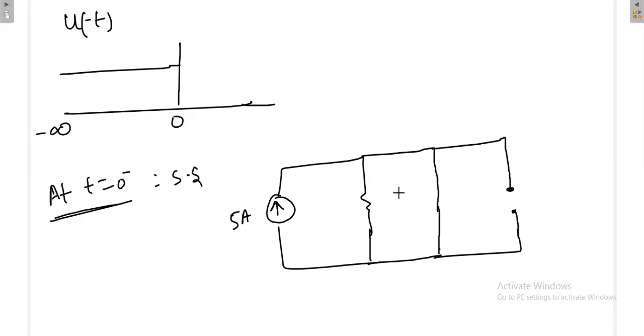It's not the capacitor. The inductor will be having the energy, because the entire 5 ampere current will flow through it, because it is short, and the capacitor voltage is 0 volt only. Then the energy across the capacitor at t is equal to 0 minus is 0 only. So only the inductor will have the initial energy. In the previous case the capacitor had the initial energy, but in this case the inductor has it.